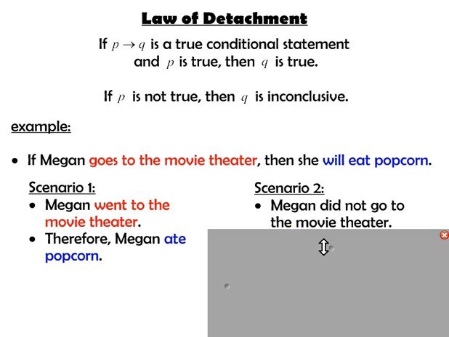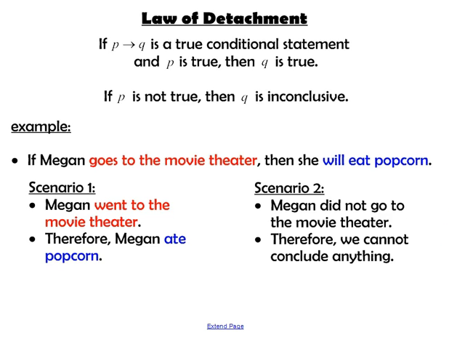However, in the second scenario, it says Megan did not go to the movie theater. And if Megan did not go to the movie theater, that means our P is not true. Therefore, the law of detachment says that we cannot make any conclusion. So we don't know if Megan ate popcorn at home, if she went to the store and bought some popcorn, or if she didn't eat popcorn. We really have no idea what happened.